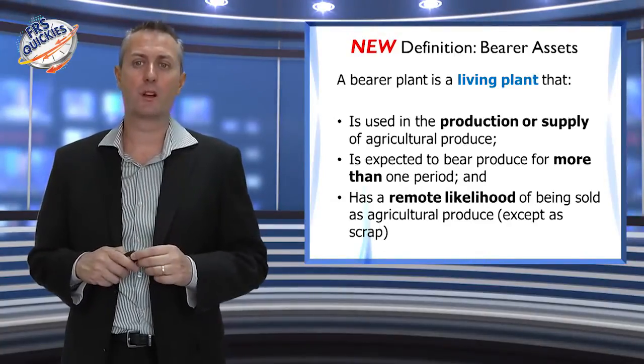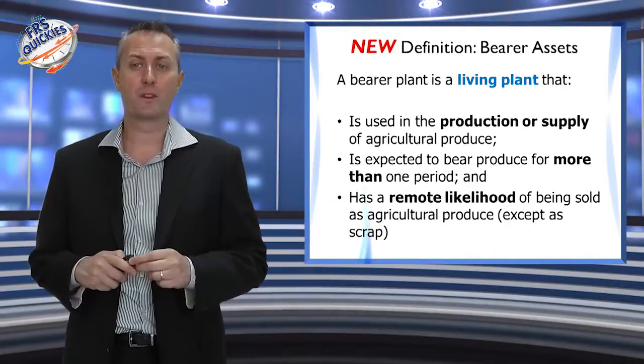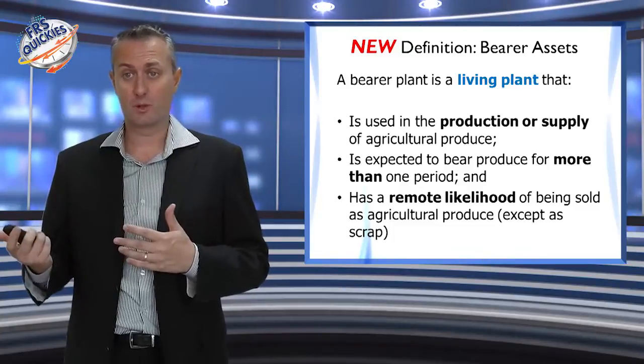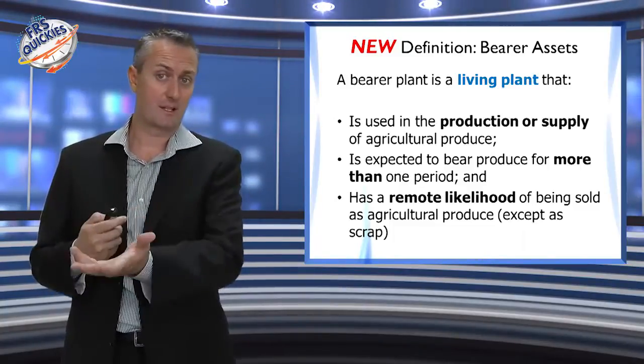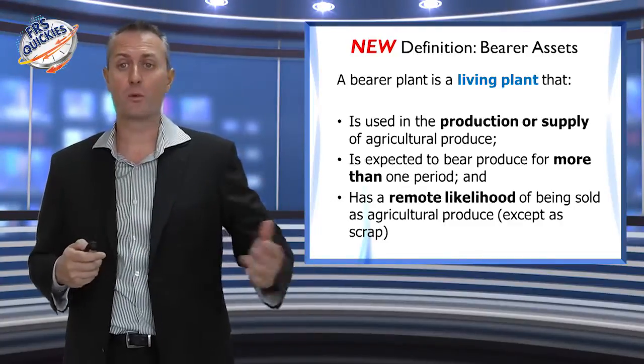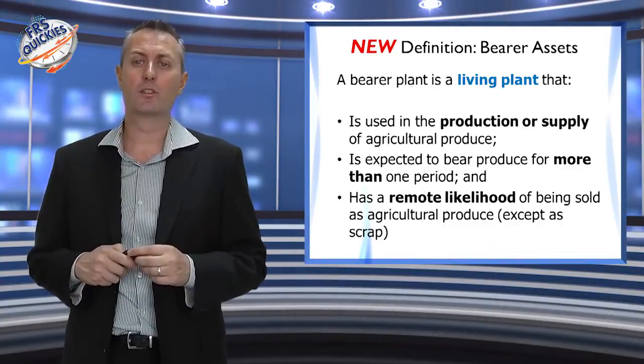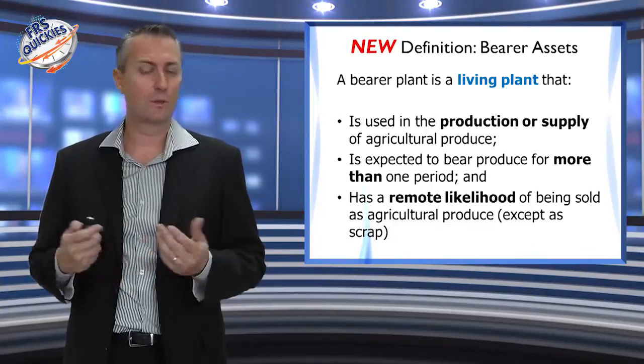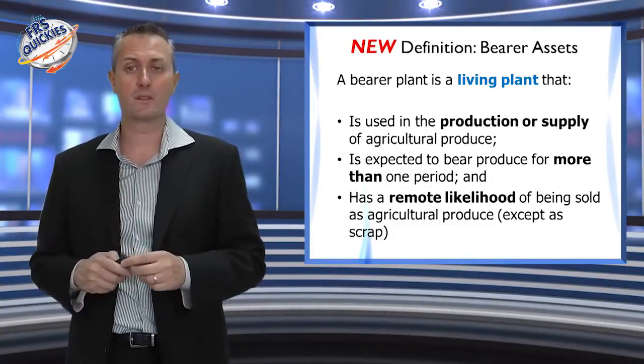Let's just take the apple tree example again. Think about it in terms of the definition. It's used to produce or supply agricultural produce. It makes the apples. It's expected to produce for more than one period. Well, it does. These last more than a year. And it's got a remote likelihood of being cut down and sold as spare wood. Well, for example, we wouldn't do that until it was at the end of its life.